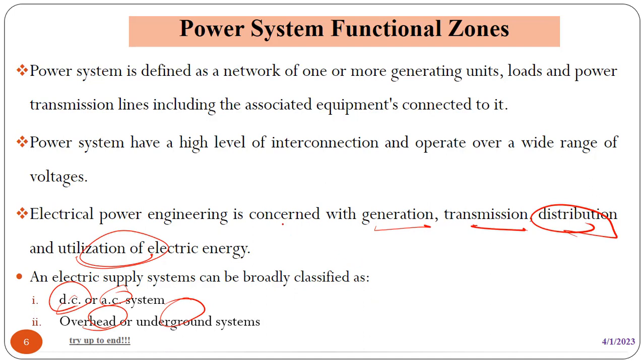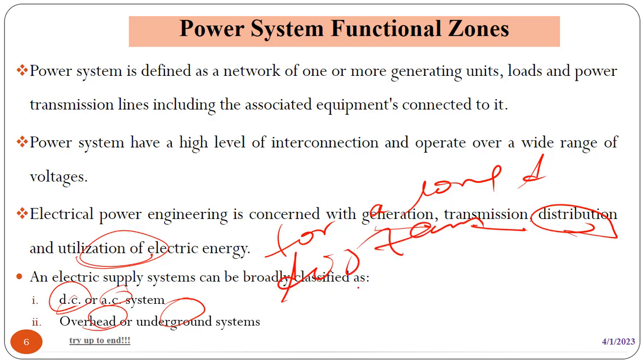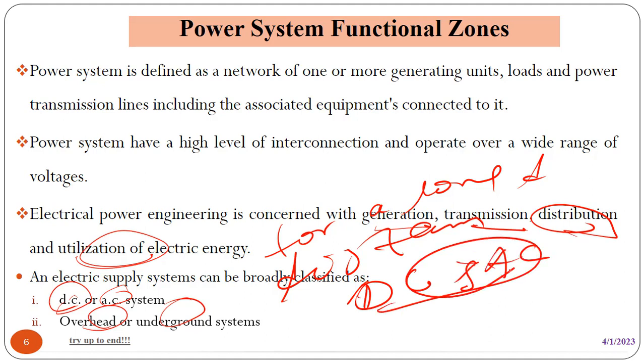For a long distance, DC is preferable to AC in terms of economy. For overhead or underground electrical supply systems, in terms of cost, the overhead supply is cheaper than the underground system.